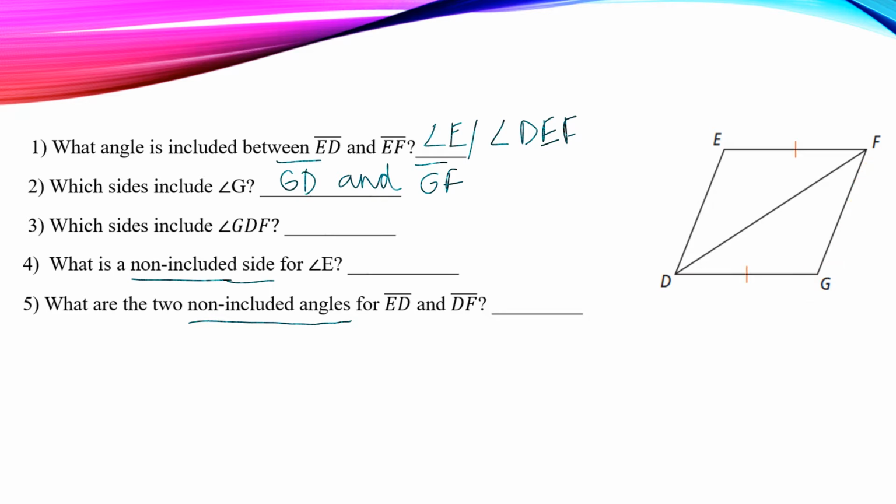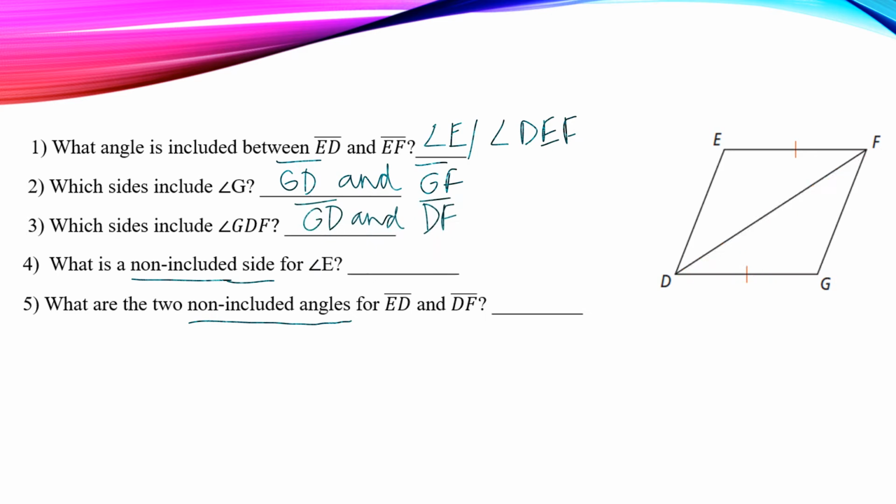Which sides include angle GDF? So GDF, whoops, we need that. GDF is here, so it's right here. Which sides include that angle? We would have line segment GD and DF.